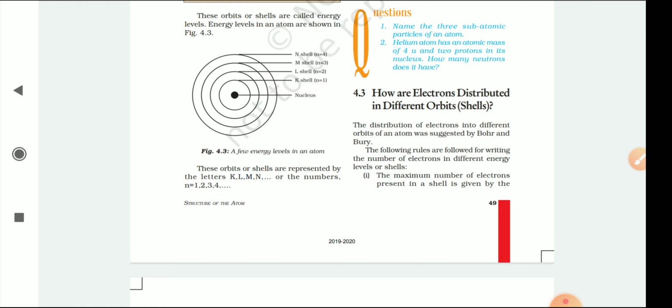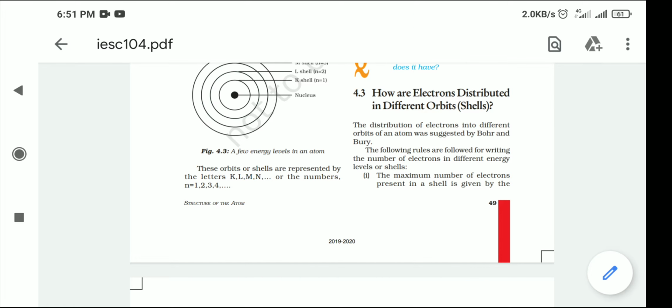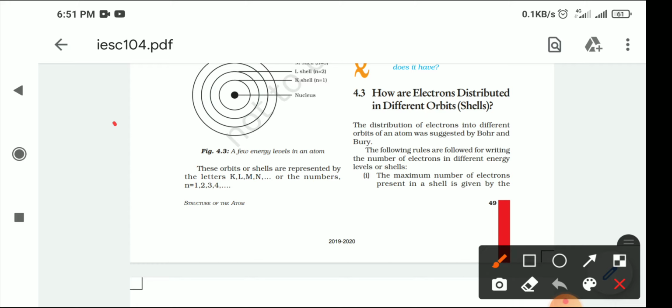For that we should know a very important rule, or you can say a very important formula, that is 2n square, which I already told you. Okay, 2n square, where n is the number of the orbit. Here n is showing the number of the orbit.